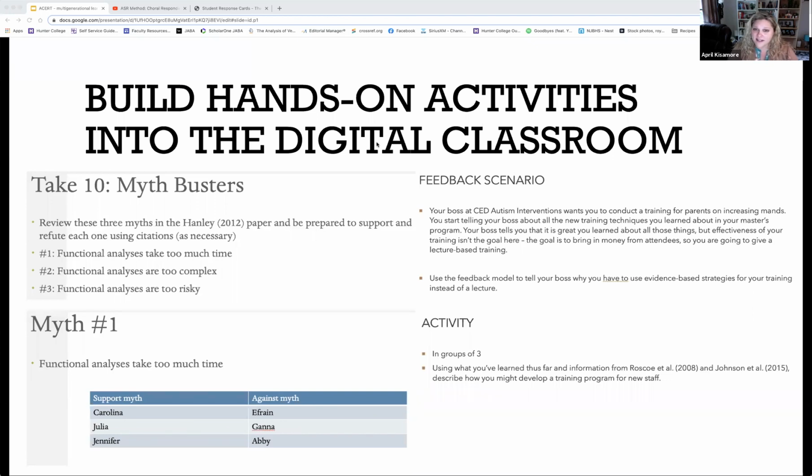So they get to practice, again, collaborating with others, and they get the opportunity to practice things that they might encounter in the field sooner rather than later. So here are just some examples of these types of activities that I've incorporated in classes.